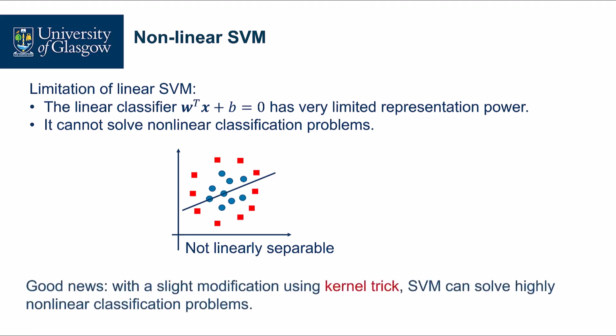So there is good news. When we use a technique we call the kernel trick, we can transfer the data to a higher dimension. Then SVM can solve these highly nonlinear classification problems. So how does it work? I'll show you now.